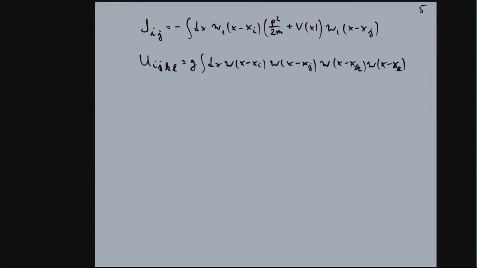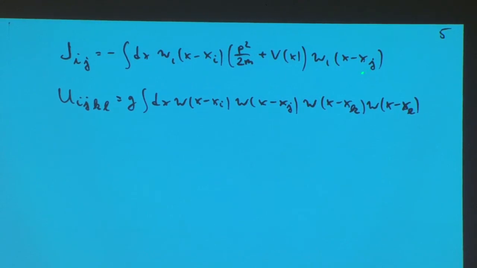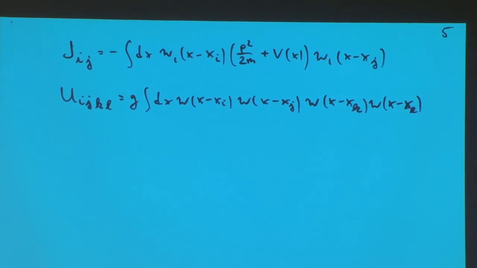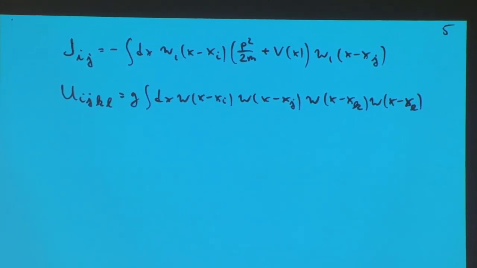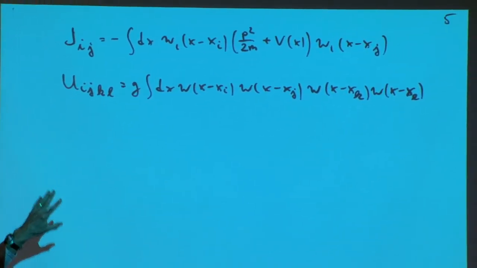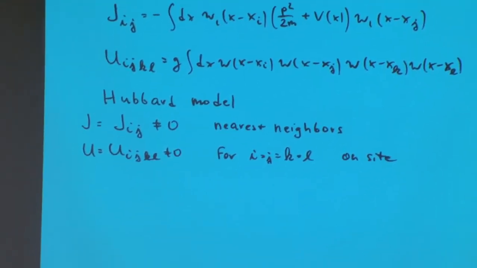And this introduces tunneling terms like this from site I to site J. And this here includes products of 4 Wannier functions which are responsible for the interaction term. Actually, if this is not complicated enough, I've suppressed band indices here. I should also now sum over all possible bands.